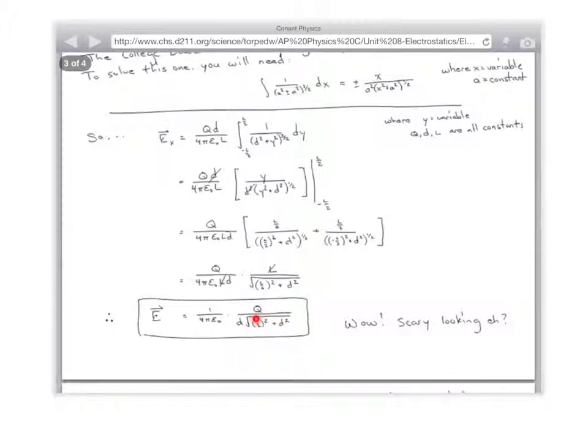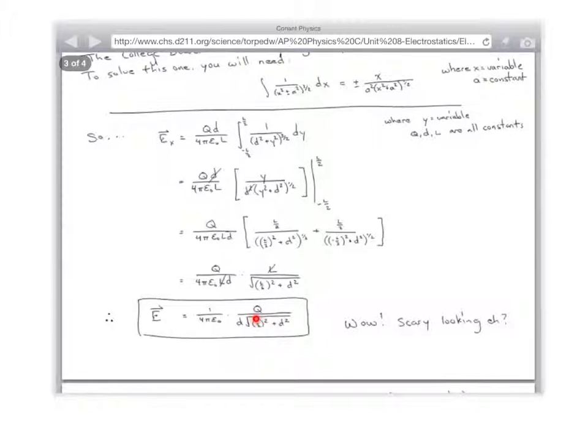Now, last question. What if, instead of L being really, really small, L was infinitely big? L was infinite. What would happen to this equation? It would look like a line, right? No matter how far back you go, it would still look like a line.